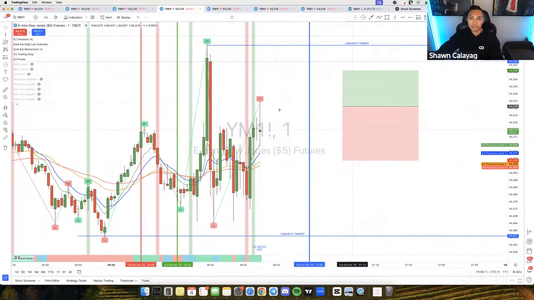But you can see here these huge wicks, right? Price is having trouble pushing up. It wants to push up. The buyers are trying to push price up higher. But every time it pushes price up higher, the sellers come back and they knock it right back down.